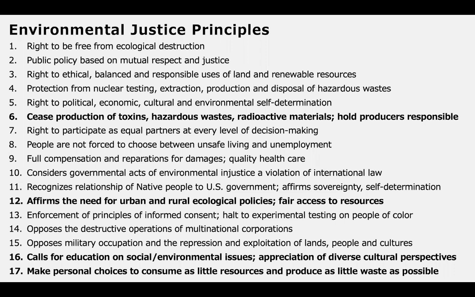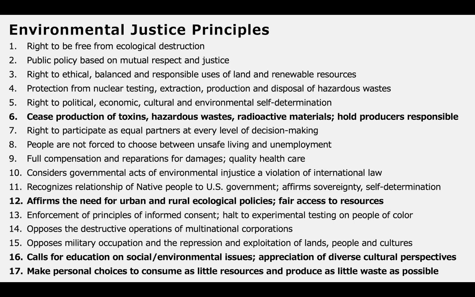Here's a look at the 17 environmental justice principles, and this is an abbreviated version of the language in each of the principles. The full language for all 17 principles can be found in one of the assigned readings. But you can see here some of the principles that are directly related to the design and implementation of engineering systems. So number 6 there, cease production of toxins and hazardous wastes, radioactive materials, and hold producers responsible. So if you're an engineer who's designing a system that has some type of hazardous waste that is produced during the process, this is going against the principles of environmental justice. So what you might want to do is consider an alternative process that avoids the production of hazardous waste, or at least minimizes the production of toxins, hazardous waste, radioactive materials.